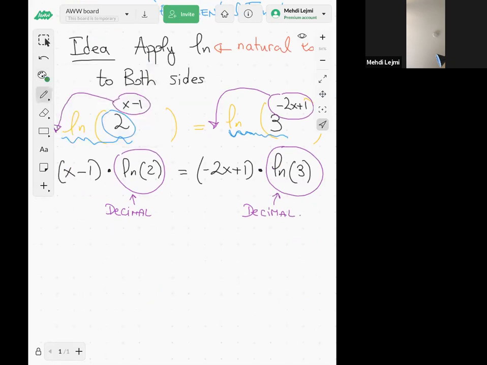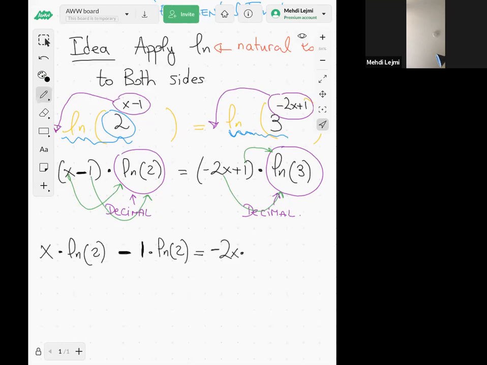I'm gonna multiply this x by this number, natural log of 2. It's again just some decimal, and then the 1 here by this number. The same here: minus 2x times natural log of phi, and plus 1 times natural log of phi. So we're gonna have x times natural log of 2, and then there's this minus. So here's my minus. It's 1 times natural log of 2. That's the left side. The right side, we're gonna have minus 2x times natural log of phi, and then there's a plus. So I'm gonna keep the plus, of course. There's 1 times natural log of phi.